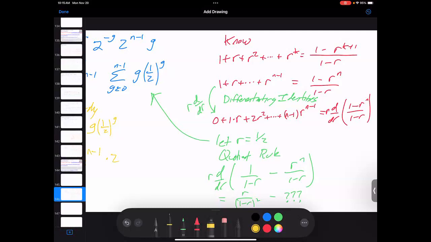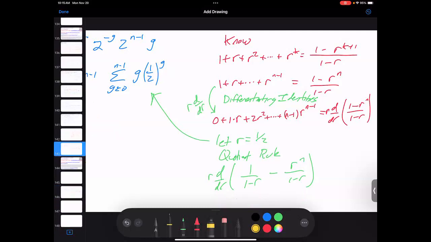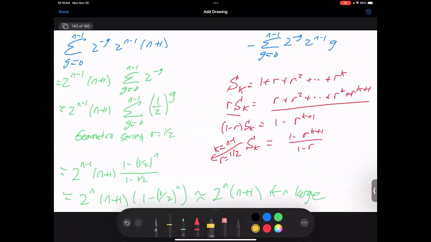And then the other sum was 2 to the n times n plus 1, I think.